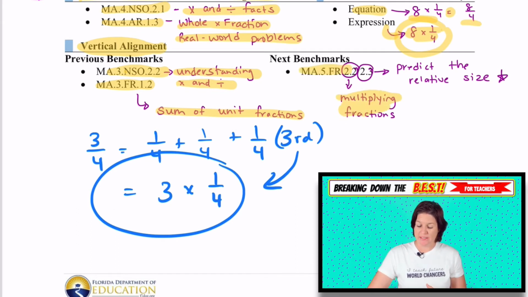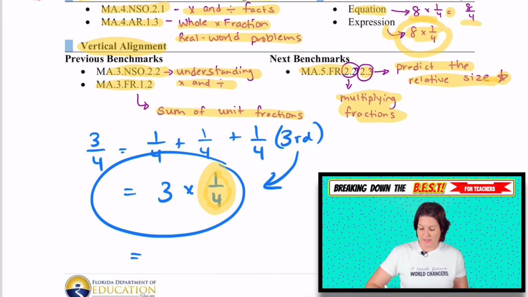MA.4.FR.2.2 is multiplying fractions, so stepping it up from what we have now, which is whole numbers times fractions and vice versa, and also into next year being multiplying fractions. 2.3 is predicting the relative size of fractions, which in this one I put a little star here because when we're multiplying 3 times 1/4 like we had here, we're multiplying it by a fraction less than 1. When we're showing that, it would be awesome to highlight that.